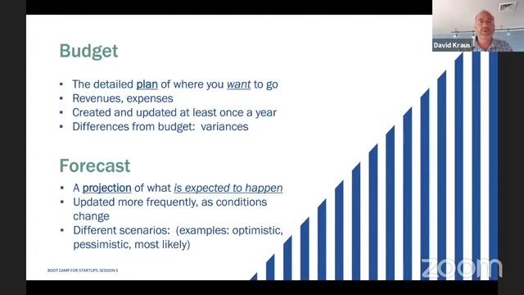So real briefly, the budget is the plan of where you want to go. It shows your revenues and your expenses, and you're going to create it and then update it at least once per year. And when you do an assessment against your budget, how am I doing against budget? Am I over budget or under budget? Those differences are called variances. It's an accounting term that you'll hear at some point.